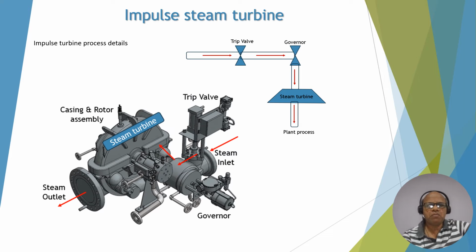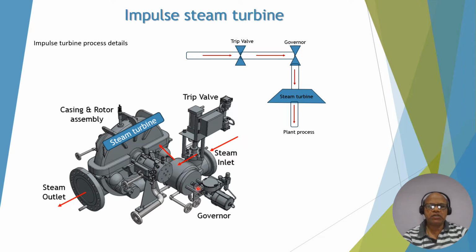Let me explain more about it here. You can see the same thing. What is the process here? The same thing is written here. This is the trip valve. Steam enters here. You can see this is the trip valve. Then it goes to the governor. You see this is the governor.